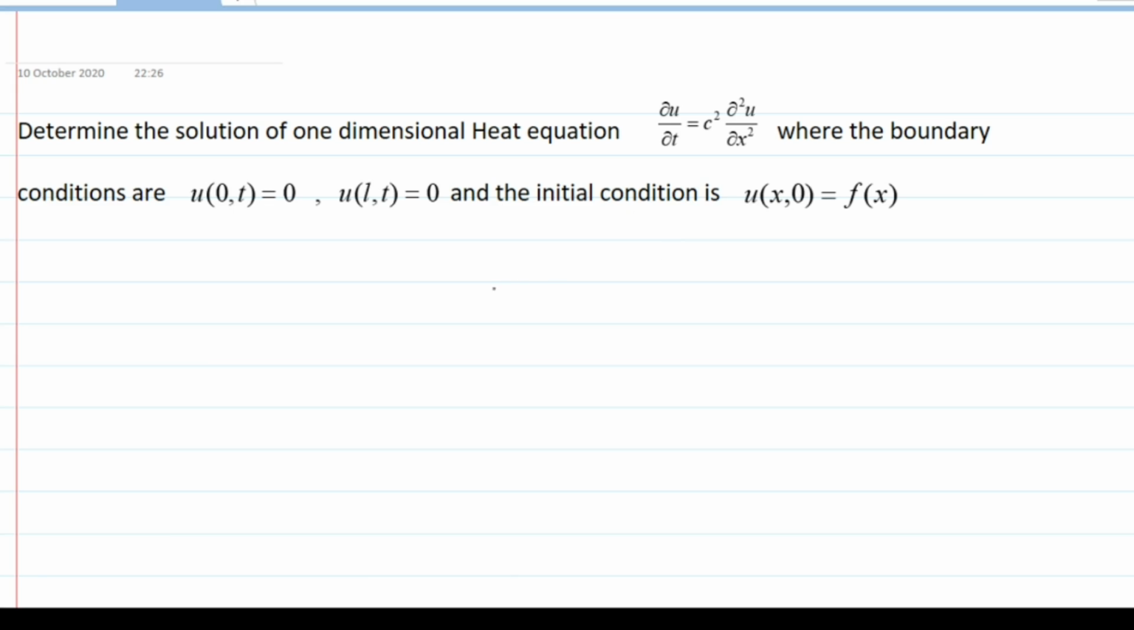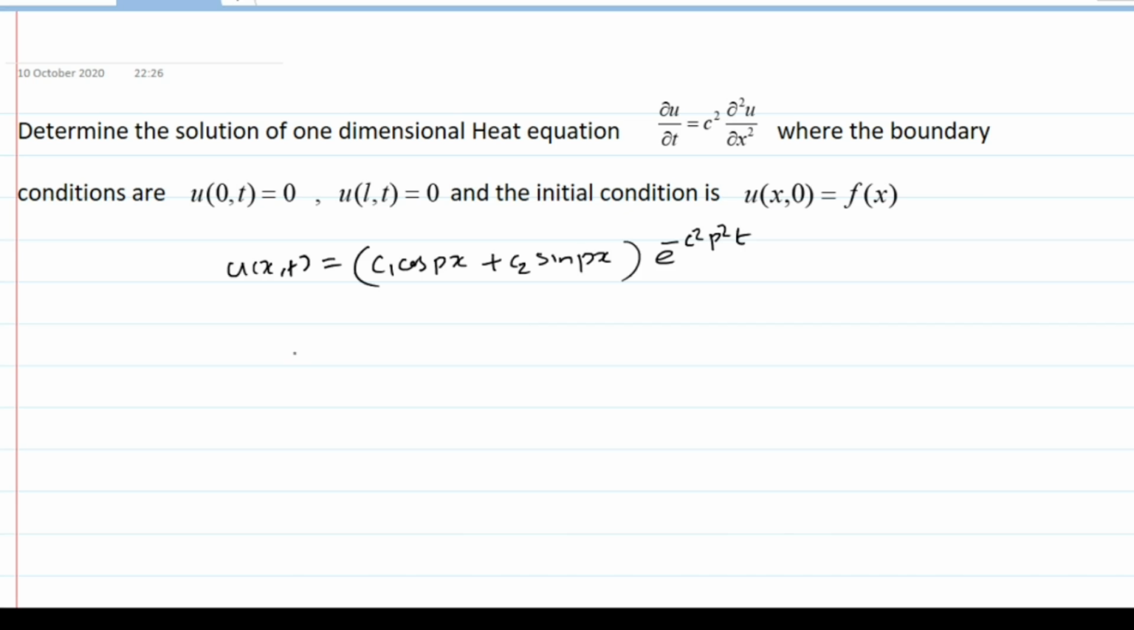So we use the method of separation of variables, and for k equal to minus p square, that is the complex case, we get the solution. So we have arrived that u(x,t) = (c1 cos px + c2 sin px) e^(-c²p²t) is the solution.